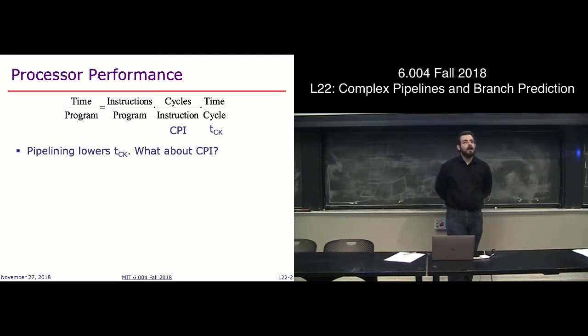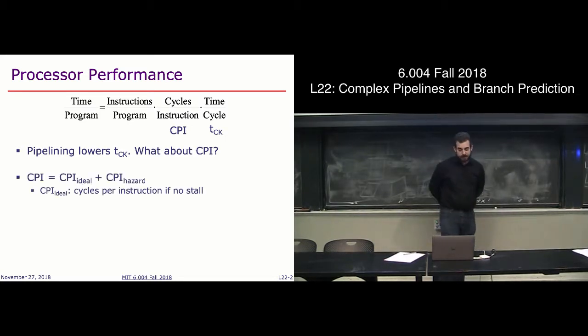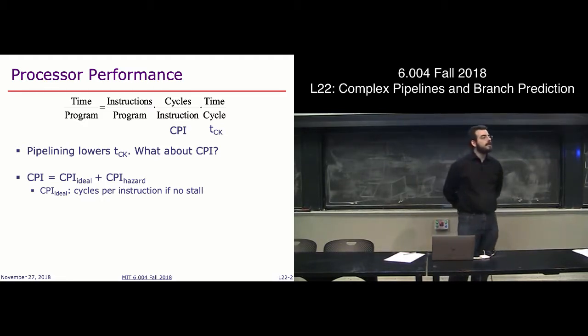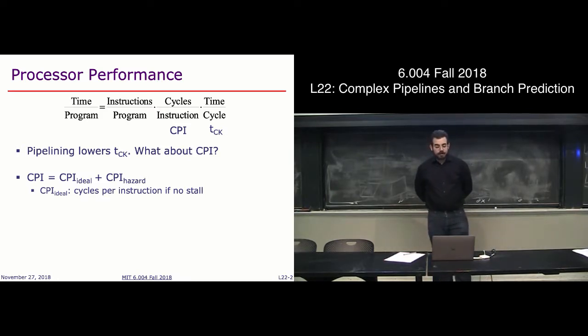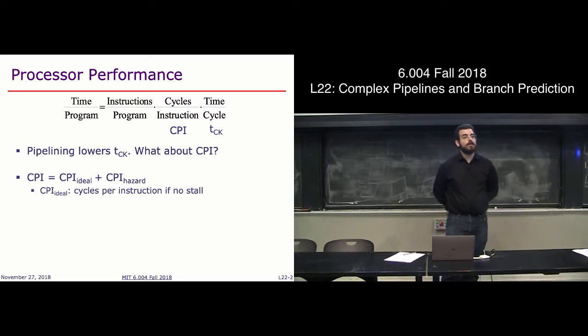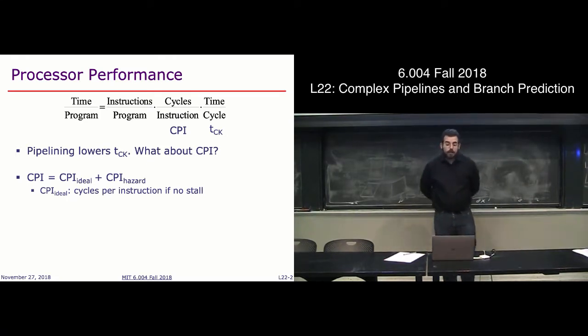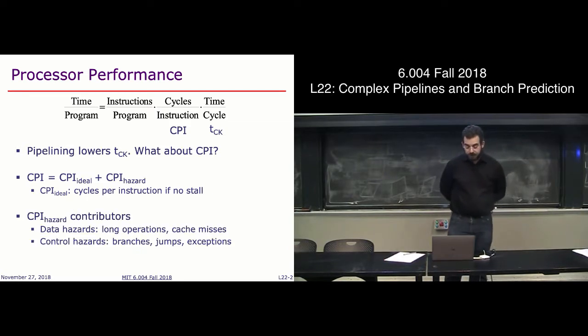But the other component here is CPI, the number of cycles per instruction that our processor takes on average in a particular program. Let's be a little more systematic about how we try to improve CPI by first dividing it into two terms. The CPI can be divided into CPI ideal, which is the cycles per instruction your machine would achieve if there were no stalls and no mispredictions, if you could execute the maximum number of instructions through the pipeline every cycle, plus another component that we call CPI hazard. This is the contribution of data and control hazards to the cycles per instruction.